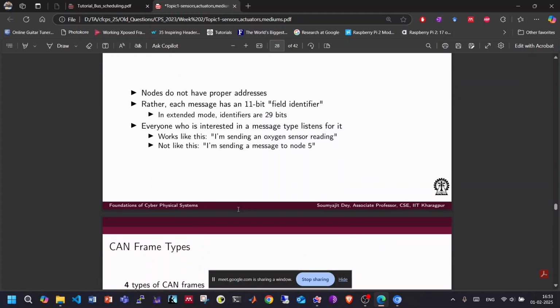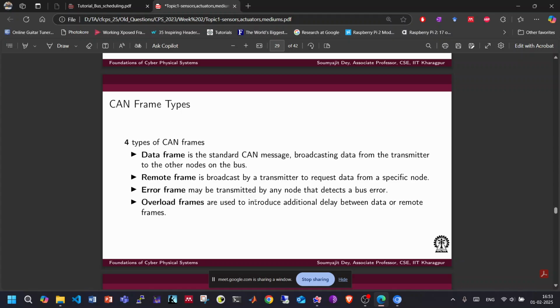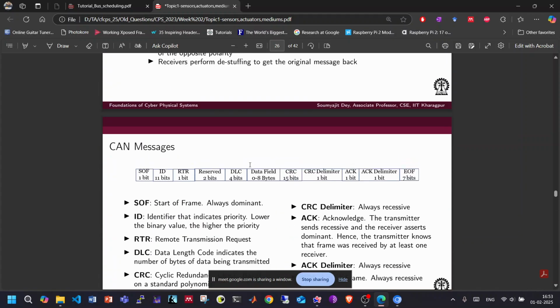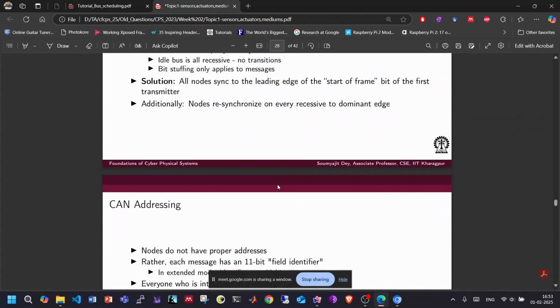So, the data frame, how does it look? I have told you. There are 4 different kinds of CAN frames though. The data frame is the normal frame where all these fields will be there, and there will be 8 bytes of data. Not necessarily 8. How many bytes of data is mentioned in the DLC. Based on that, you decide how long your data size is.